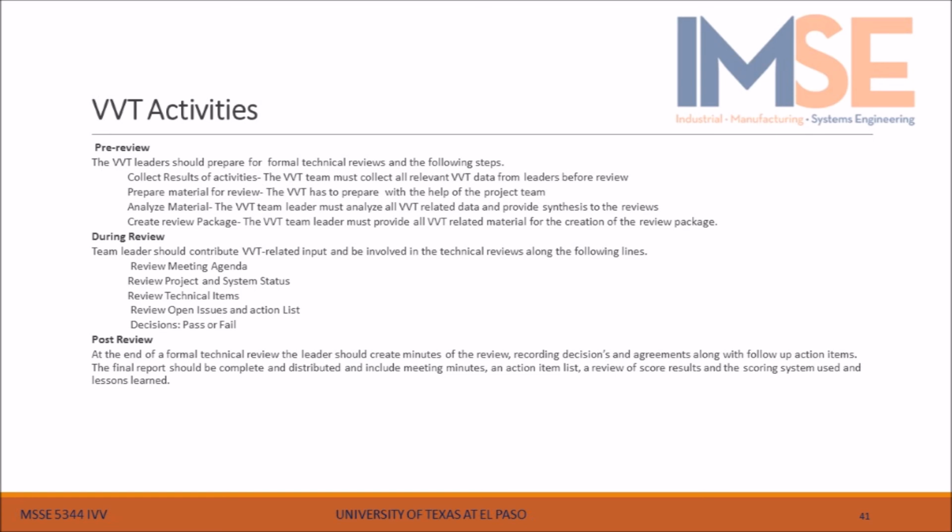During review, team leaders should contribute VVT related input and be involved in technical reviews along the following lines: review meeting agenda, review project and system status, review technical items, review open issues and actions list, discussions, pass or fail. Post review. At the end of a formal technical review, the leader should create minutes of the review, recording decisions and agreements along with follow-up action items. The final report should be complete and distributed and include meeting minutes, an action item list, a review of score results and the scoring system level, and lessons learned.